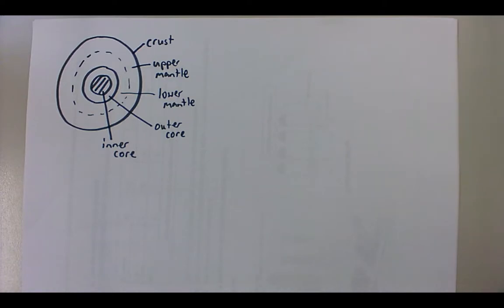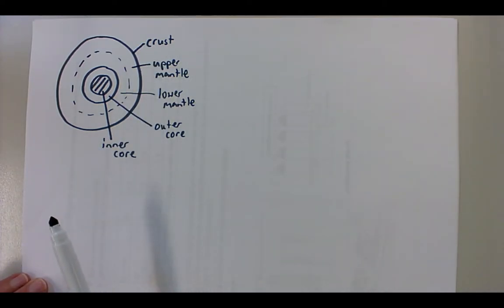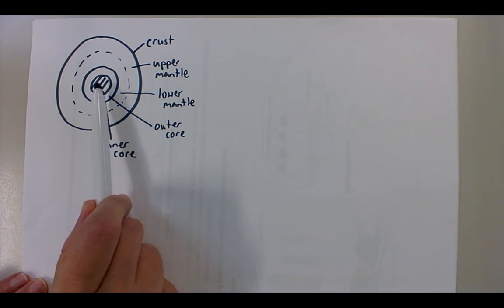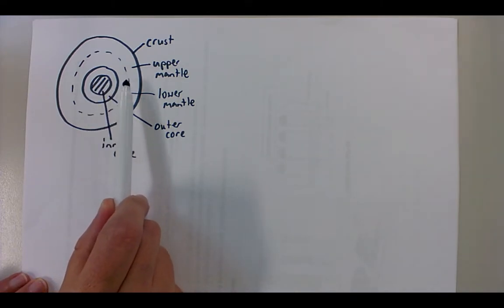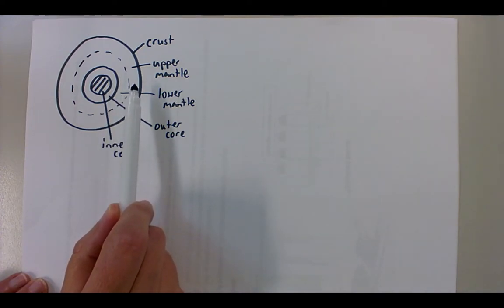So what we're going to have a look at in this video is the structure of the Earth, and in particular we're going to have a little bit of a look at the crust in more detail. So just a quick reminder, the Earth is structured so that it is more dense in the centre and it becomes less dense as we move away from the centre up towards the surface of the Earth.